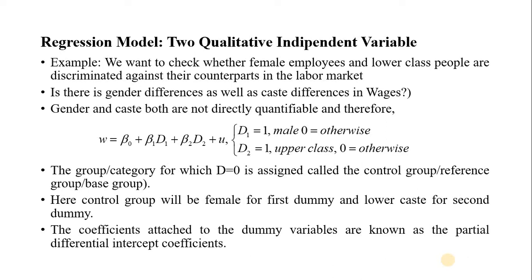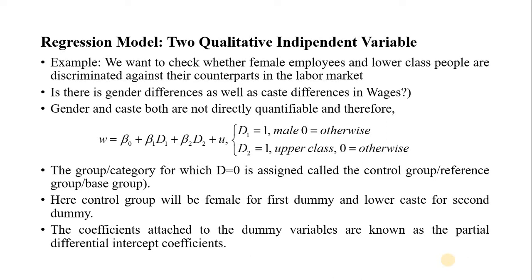In the last lecture, we discussed the dummy variable regression model, in which the dependent variable is in quantitative form, on a ratio scale or interval scale, but the independent variables are qualitative variables, or nominal scale variables.